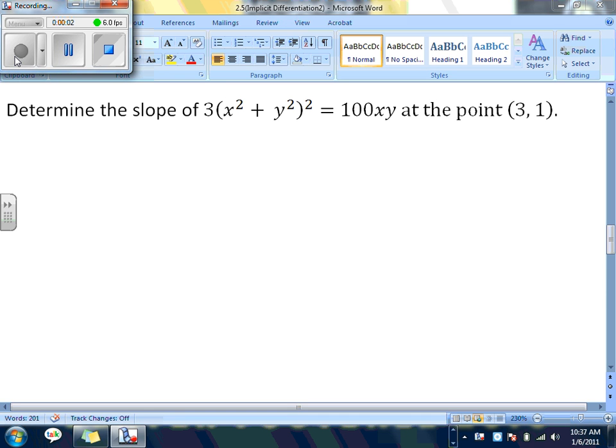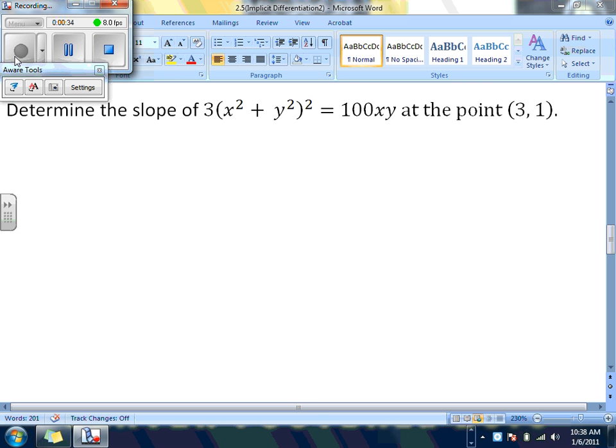Okay, the last example for implicit differentiation, we're going to find the slope of 3 times (x squared plus y squared) quantity squared, equal to 100xy at the point (3, 1). As you can see, this looks like it'd be a mess to try to solve for y and put it in explicit form. So instead, we're going to solve it implicitly. And I said this might take a while, and it might get a little messy.